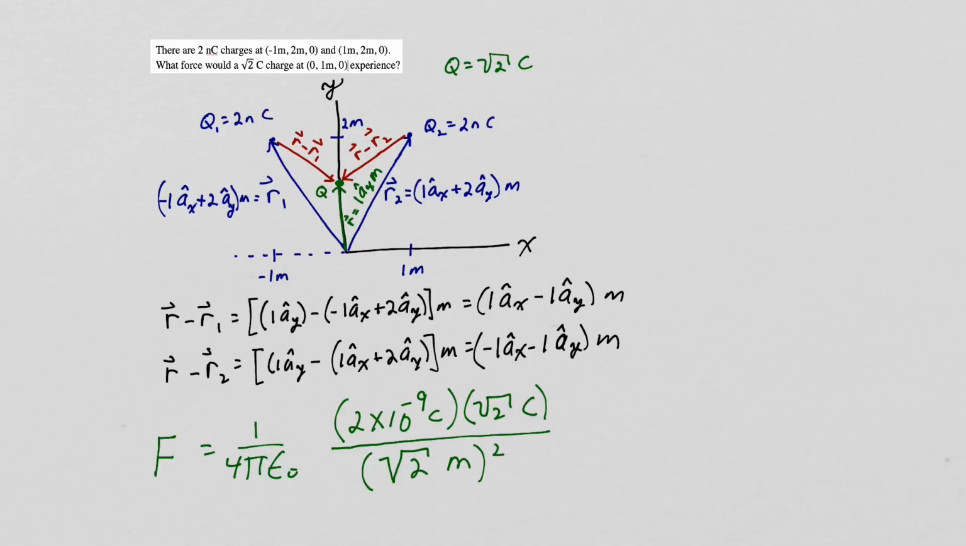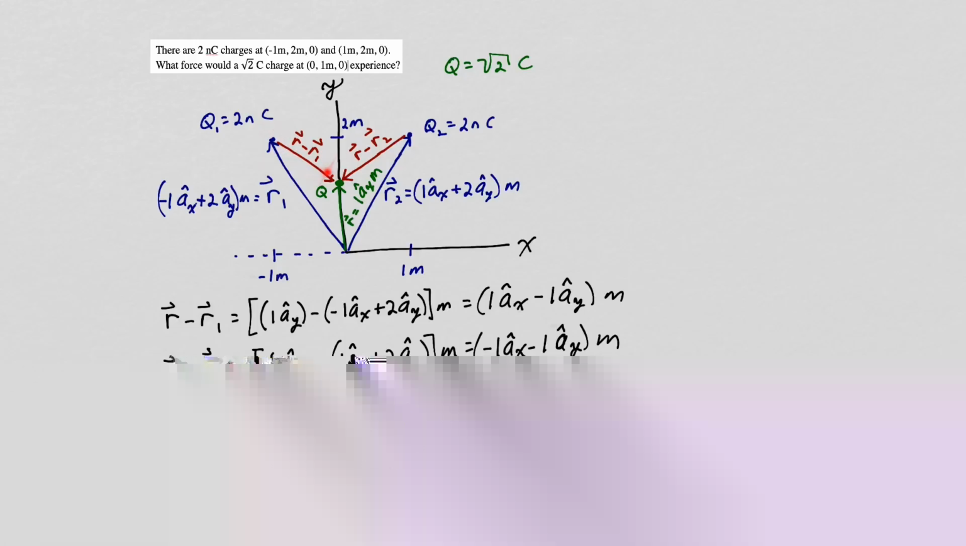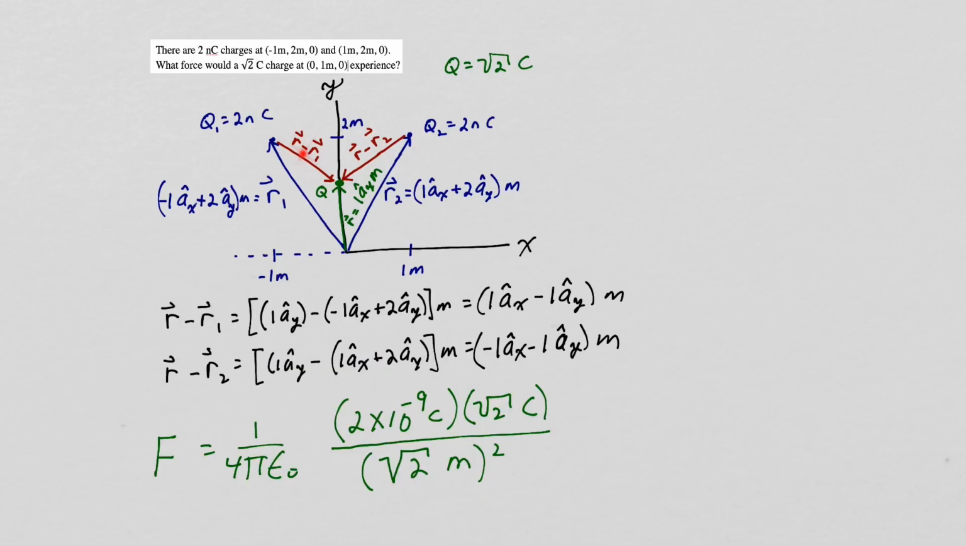Now we can add in the direction of the force, and the direction will be along the vector r minus r1. So we want to find a unit vector in the direction of r minus r1. That unit vector is r minus r1 divided by the magnitude of r minus r1, the magnitude being the square root of 2 meters, so that just turns this into a cubed.